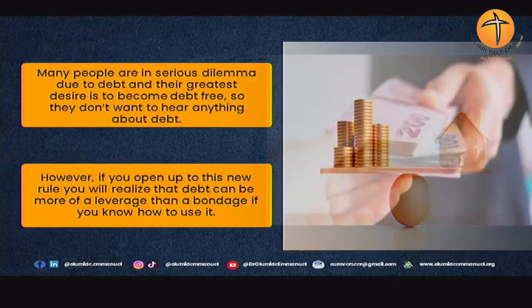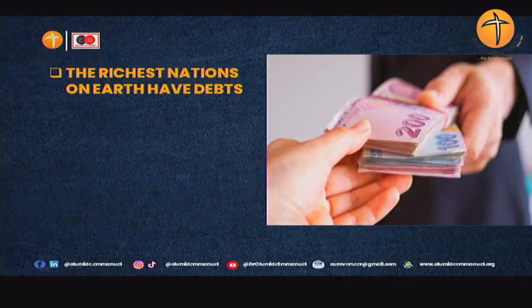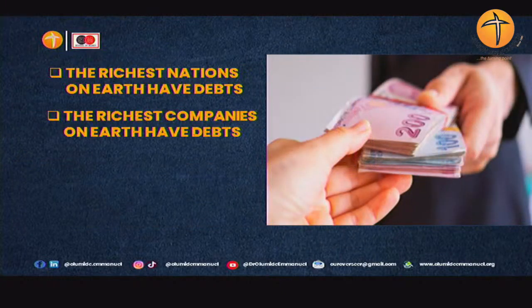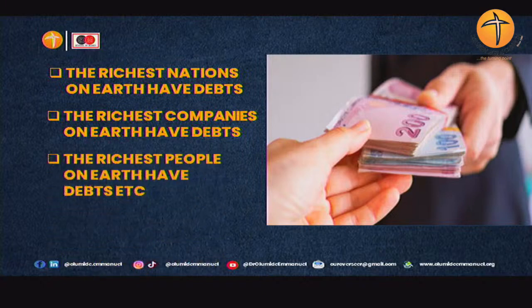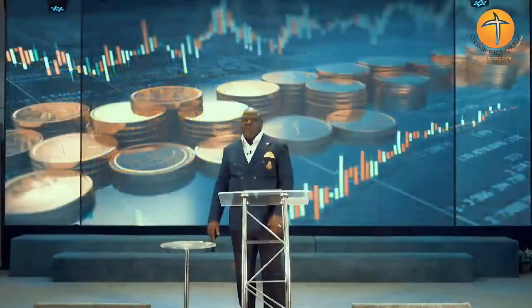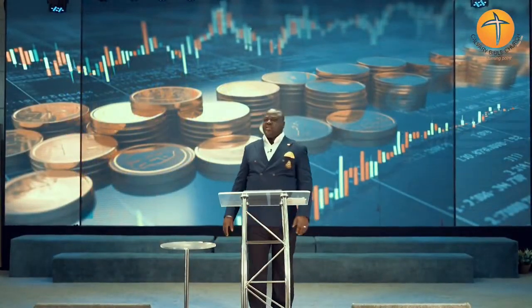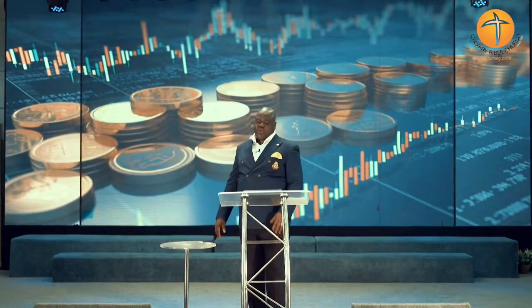The richest nations on earth have debt. The richest companies on earth have debt. The richest people on earth have debt. Many people don't understand, because they ask, how can you say he's the richest man and he's still owing? It's because there is a difference between good debt and bad debt. So there are two major kinds of debt: good debt and bad debt.